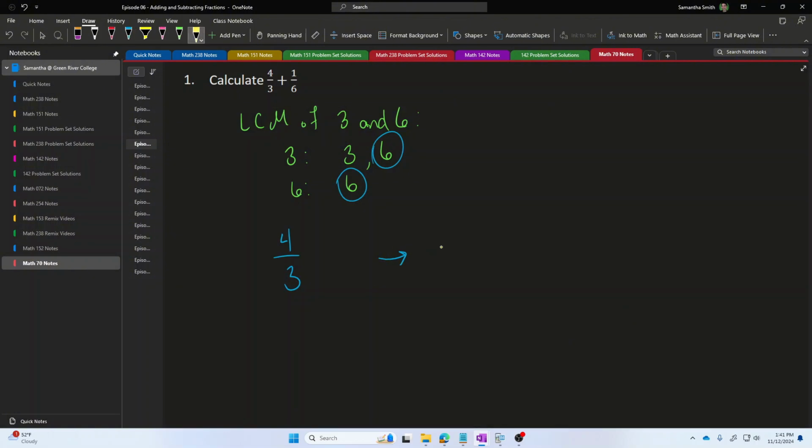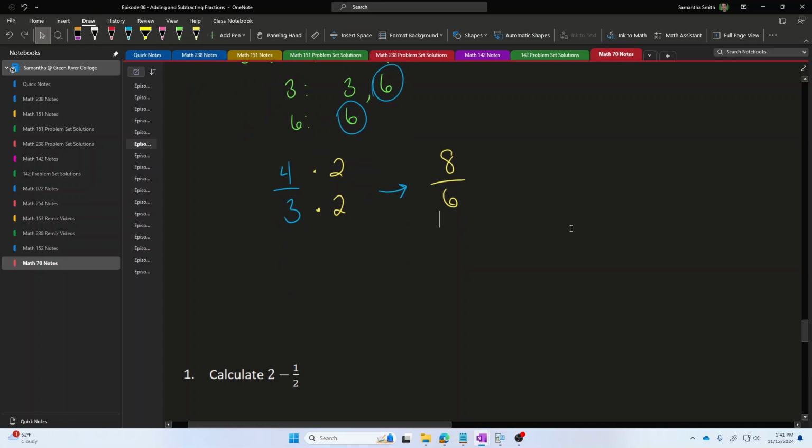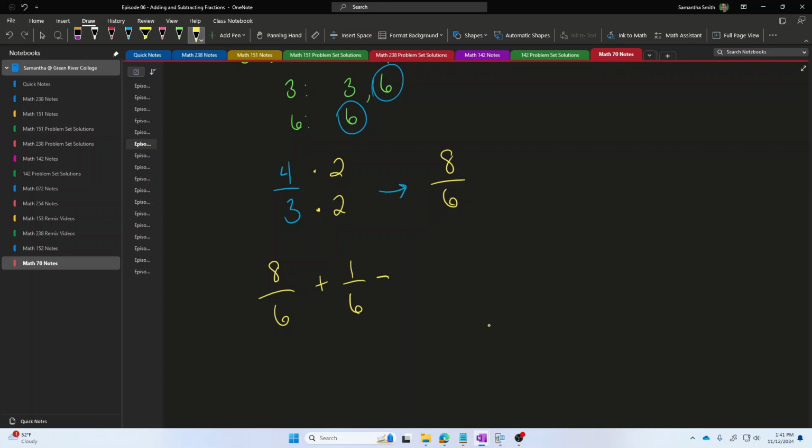The only one that needs adjustment is 4/3. And to transform 4/3 so that it has a denominator of 6 instead, I'll multiply both the top and the bottom by 2, giving me 8/6. Now that my first fraction has been rewritten to have the same denominator as the second fraction, I can take that 8/6 and combine it with 1/6 to give me 9/6, adding the two numerators over the common denominator.